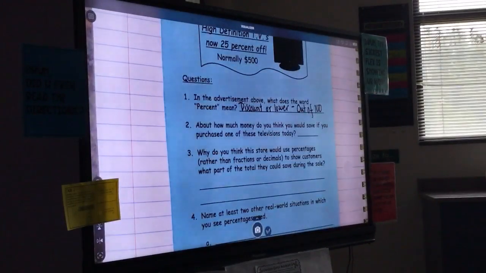So this next one says, about how much money do you think you will save if you purchase one of these televisions today?